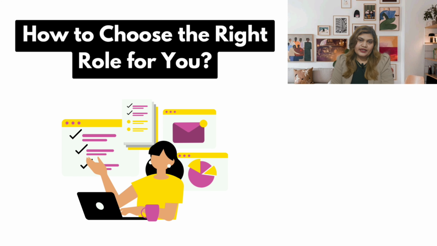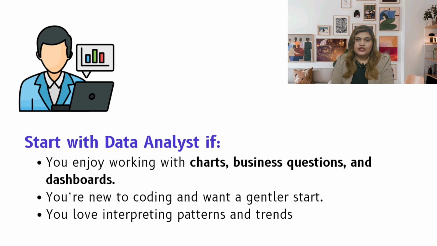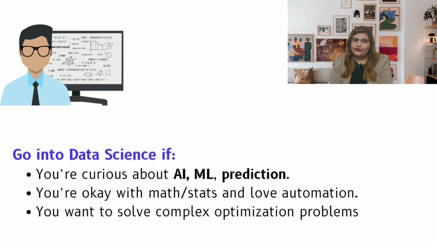So, how do you choose the right path? Start with data analyst if you enjoy working with charts, business questions, and dashboards. You're new to coding and want a gentler start. You love interpreting patterns and trends. Go into data science if you are curious about AI, ML, or predictions. You're okay with math, stats, and love automation. You want to solve complex automation problems.